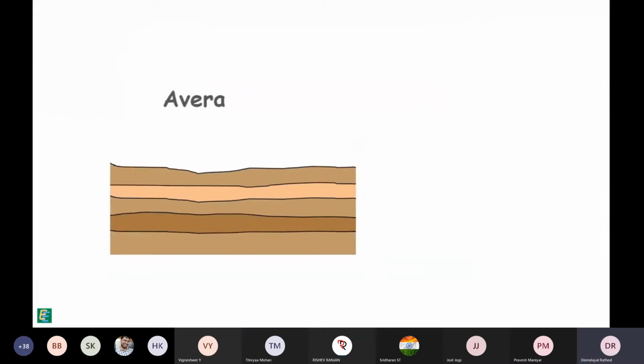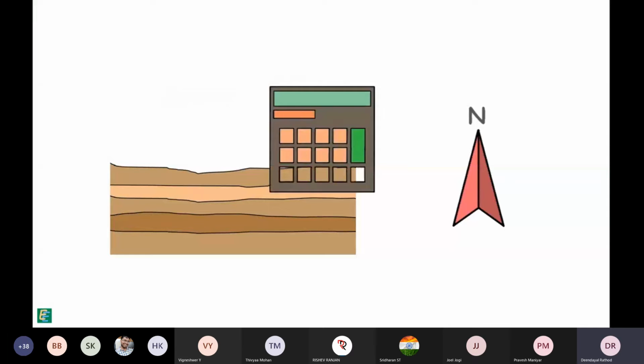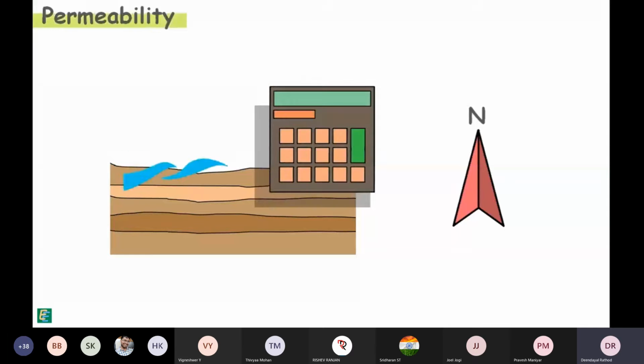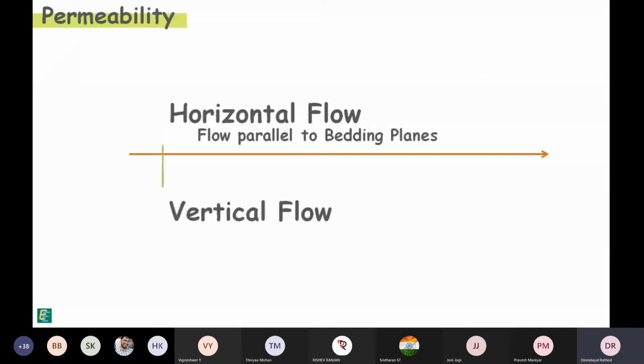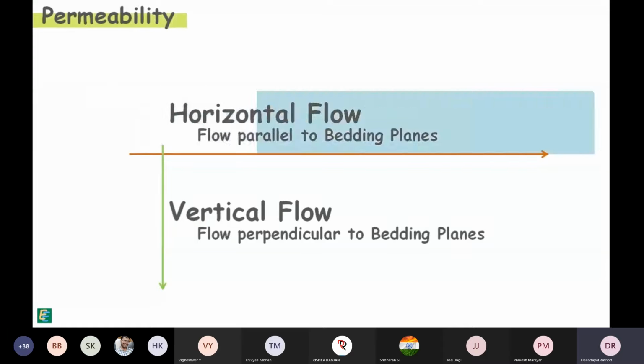The average coefficient of permeability of the whole soil deposit varies with the direction of the flow. So, we calculate the permeability of such a deposit for flow of water in two directions. Horizontal flow, that is flow parallel to the bedding planes, and vertical flow, that is flow perpendicular to the bedding planes. Let's calculate the coefficient of permeability for each one by one.